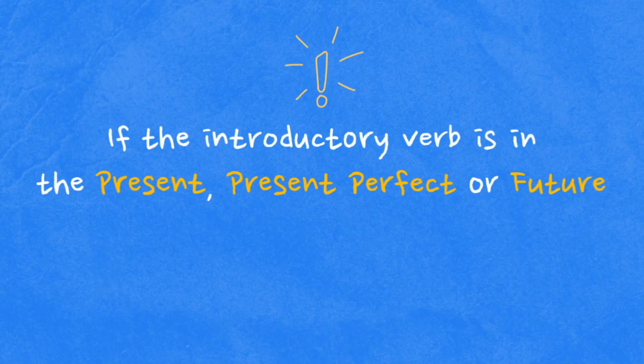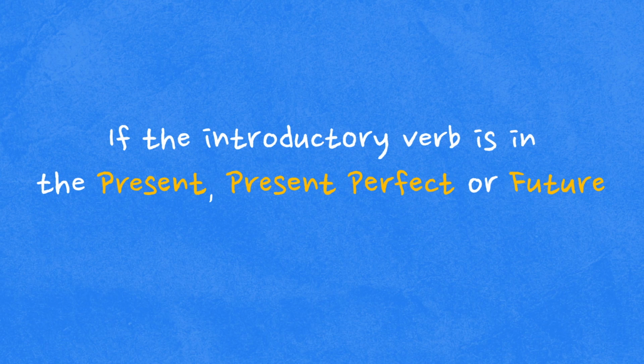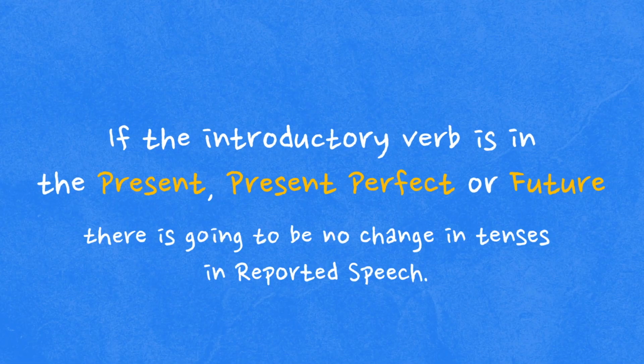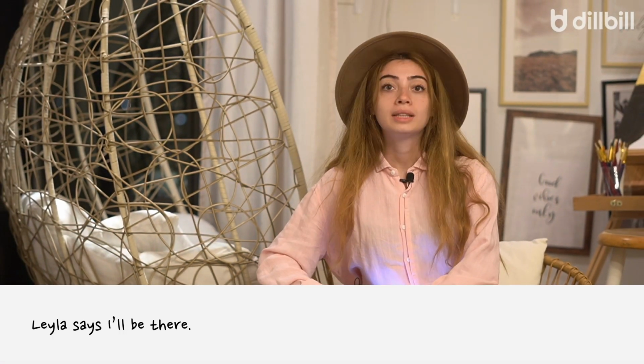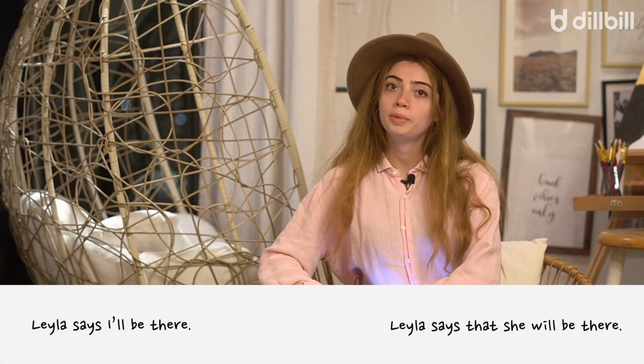So in some cases, there are going to be no changes in tenses in reported speech. If the introductory word is in present, present perfect, or future, there's going to be no change in tenses in reported speech. So for example, Layla says, "I will be there." Layla says that she will be there.